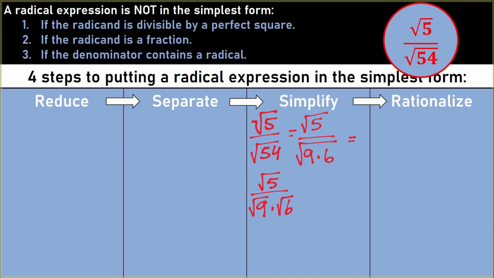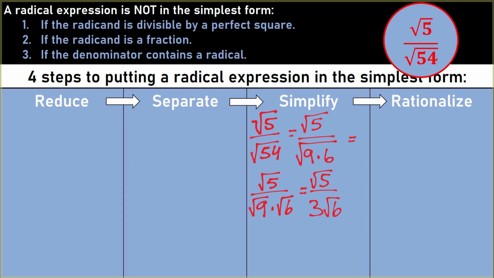And remember, I'm simplifying, so the square root of 9, that is not really a value of 9. The square root of 9 is a perfect square. You can express the value of the square root of 9 without using the radical sign because the square root of 9 is exactly 3. So I'm going to rewrite the problem like this. The square root of 5 over 3 root 6. And now everything is simplified.